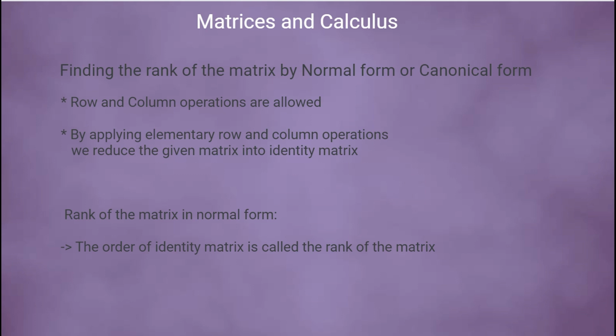Rank of the matrix in normal form. The order of the identity matrix is called the rank of the matrix. The order of the identity matrix will be equal to the number of ones in the diagonal. Okay, so I'll explain with an example.